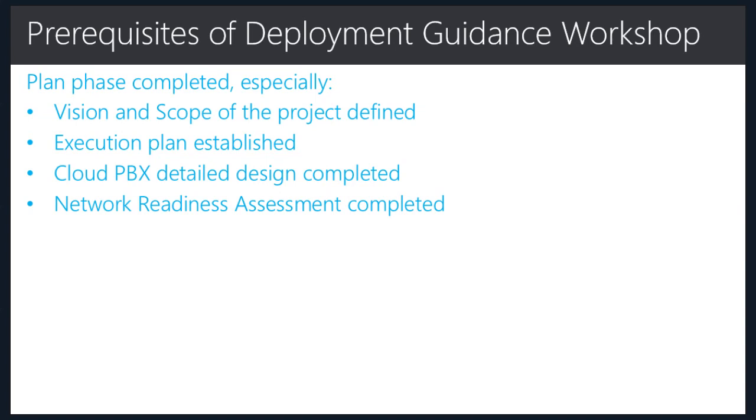By the time the deployment guidance workshop is delivered, it is expected that the plan phase has been completed. So by having the vision and scope and execution plan of the project, and also the Cloud PBX detailed design, the project team should have a clear picture regarding the deployment scope, solution design, and deployment execution plan. This information will serve as the basis when customizing the deployment guidance checklist.